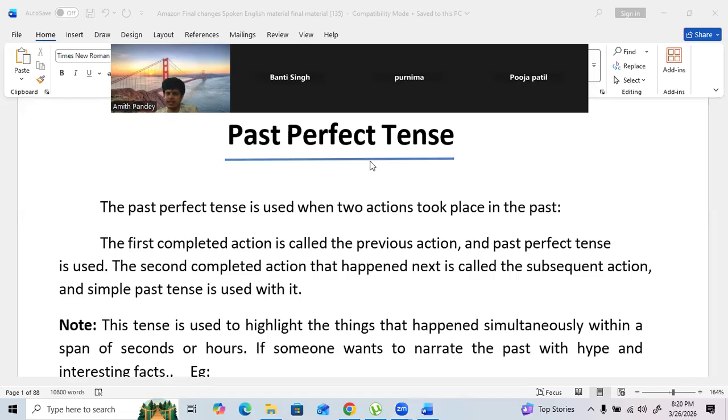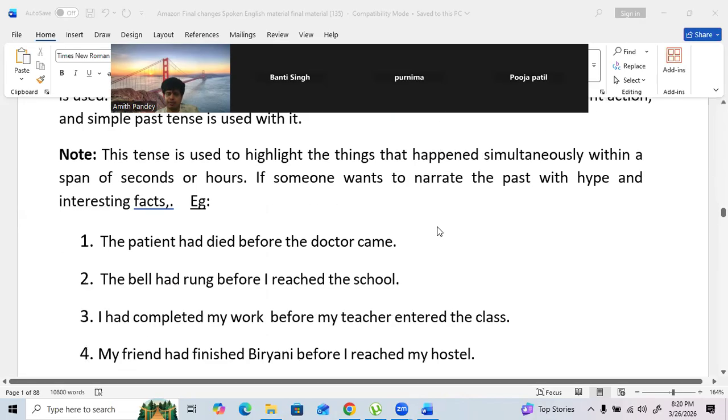Past perfect tense. Perfect means completed. I mean the action which got completed in the past. So as you can see, past perfect tense is used when two actions took place in the past. Why? Practically speaking, if you say the patient had died, you can even say the patient died. So what is the difference?